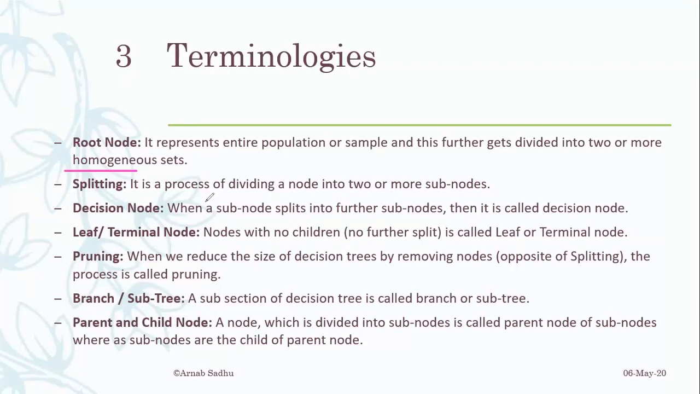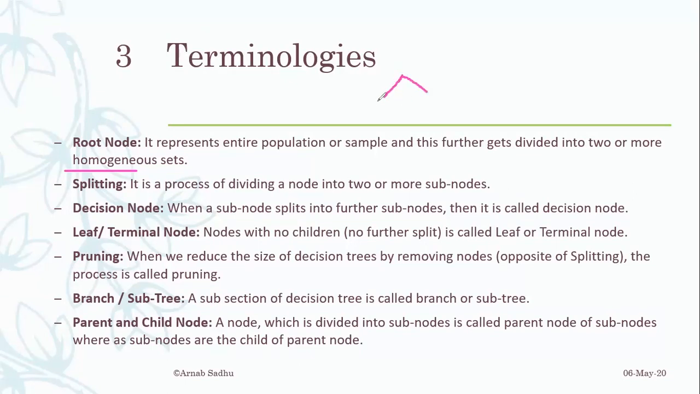A leaf node is a node that has no children. Then we have the pruning stage, in which we reduce the size of the decision tree by removing nodes. It is actually the opposite process of splitting.